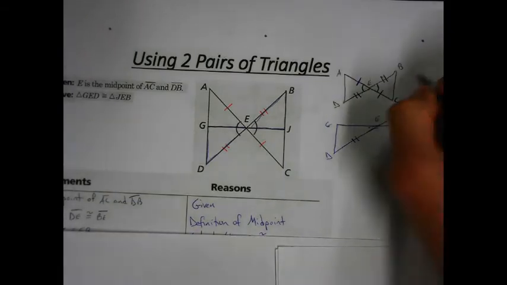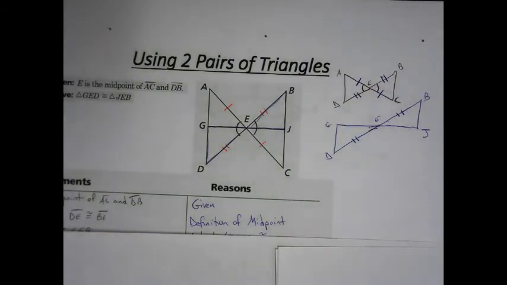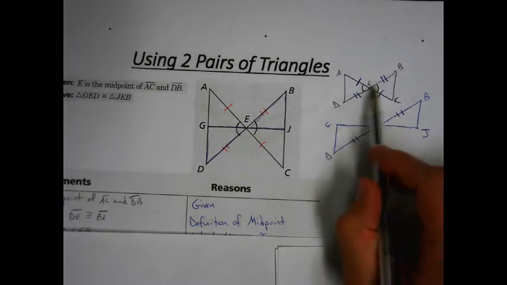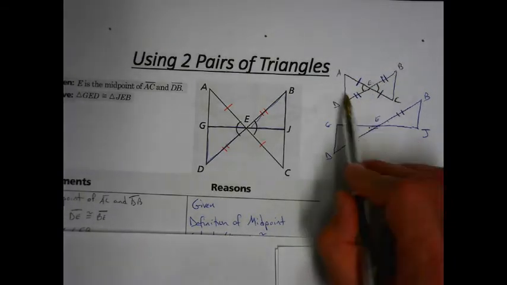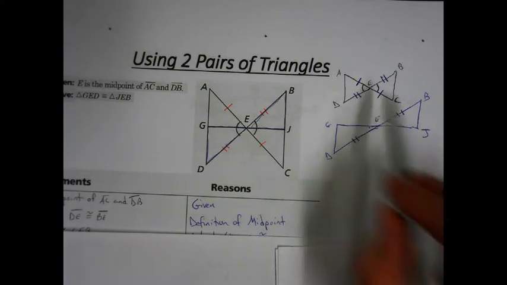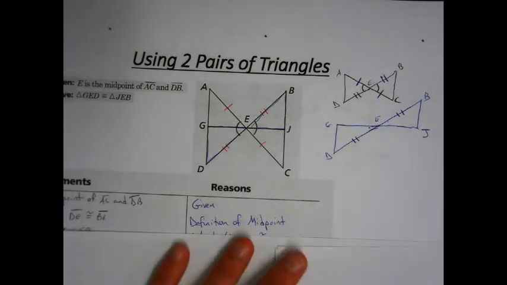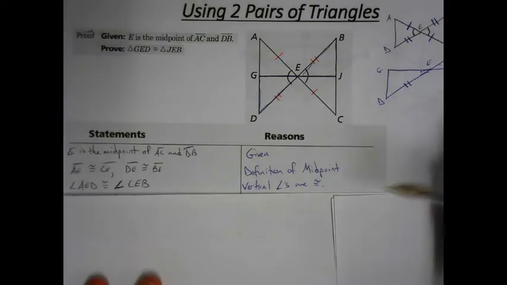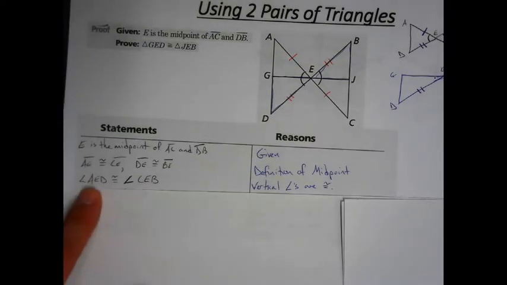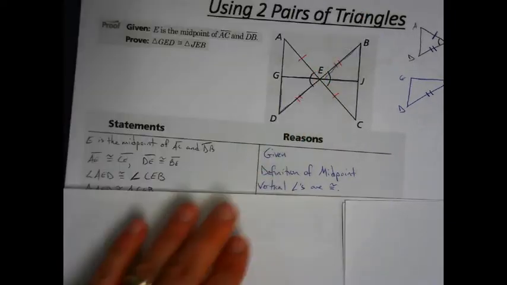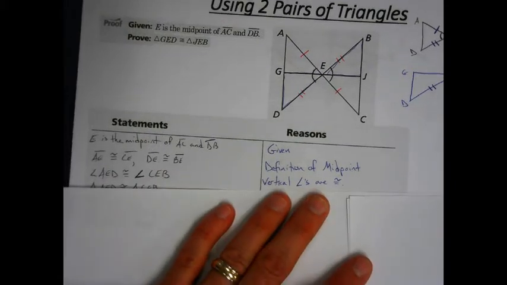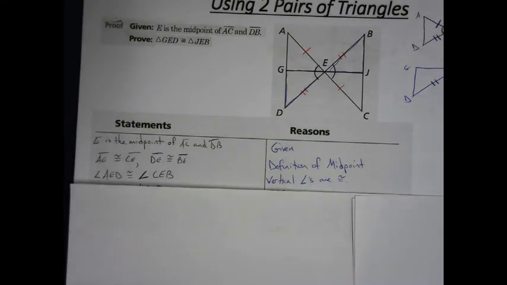Whoa, wait a minute. Something just popped out, right? If I have these two being congruent, then I have my big triangles congruent, side angle side. So if I have side angle side congruence, that's going to be helpful. So let me get there. I have the big angles, angle AED and angle CEB, congruent because vertical angles are congruent. I now have side angle side congruence on the big triangles.